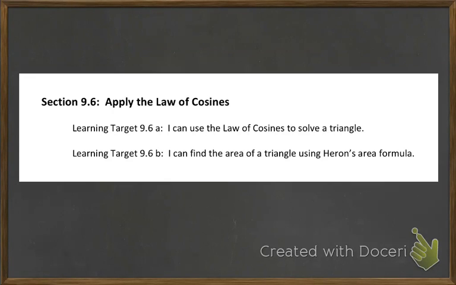In today's lesson, we're going to look at section 9.6, applying the law of cosines. Learning target 9.6a is I can use the law of cosines to solve a triangle, and learning target 9.6b is I can find the area of a triangle using Heron's area formula.